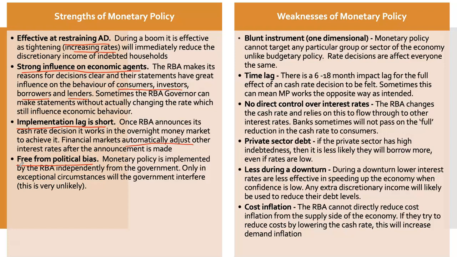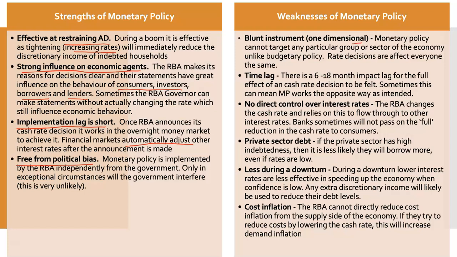And so, free from political bias, during the recent 2022 election, the RBA raised interest rates during the election because they felt that they had to, and both parties really had no ability to change that, particularly the government in power. This was a bad thing for them on the eve of their election, and they had no ability to stop it. Now, what are the weaknesses of monetary policy?